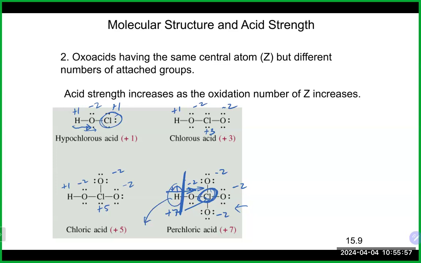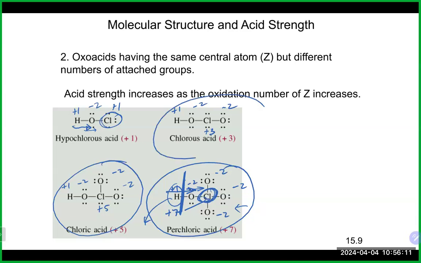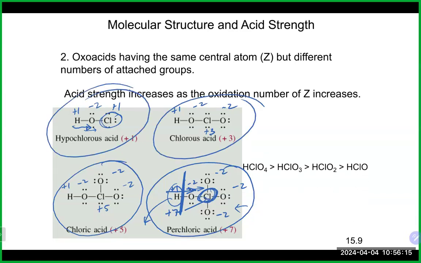So when comparing acids that have oxygen and very similar electronegativity values, we look at oxidation number, and the one with the greatest oxidation number would be the stronger acid. So this would be the stronger acid, the next one stronger, and at the end here would be our weakest acid, HClO. Any questions on acid strength?